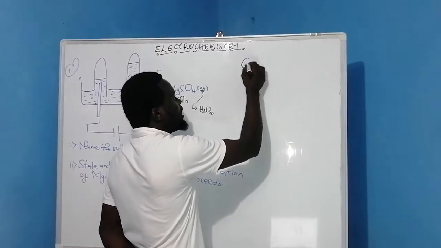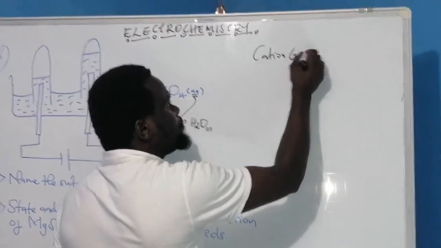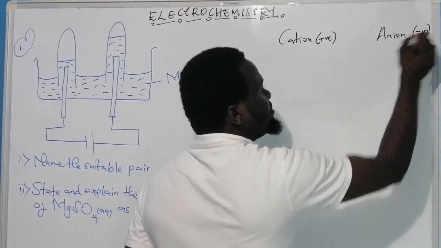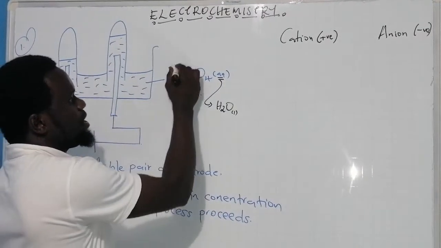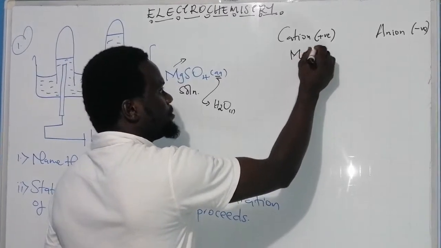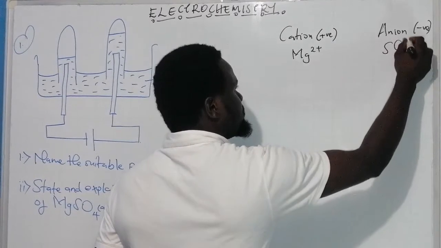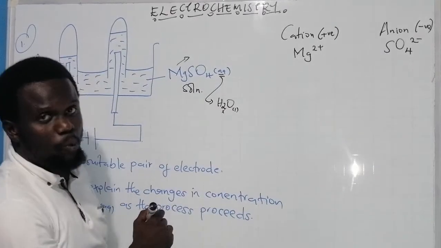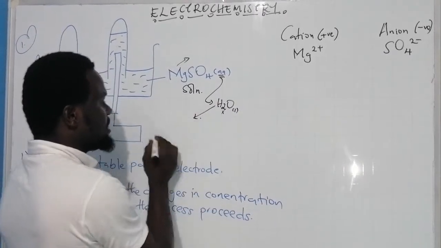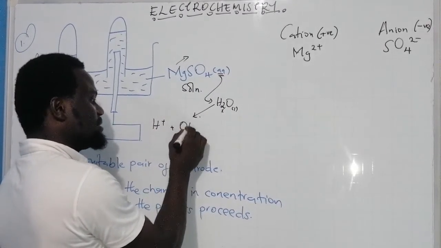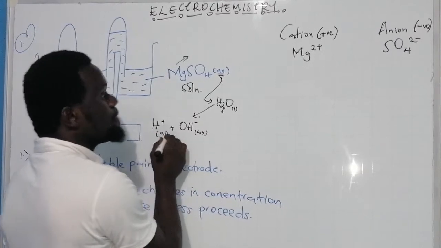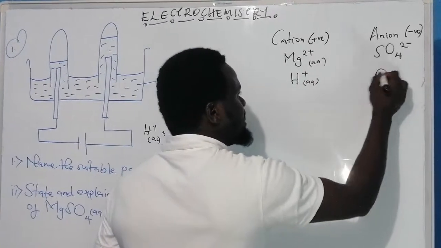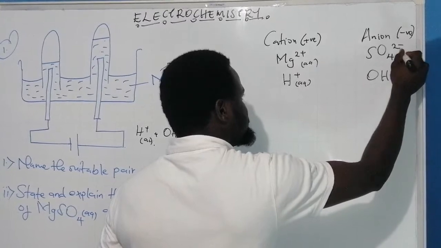So I have a cation, and cations are positively charged ions, and I also have an anion, and anions are negatively charged ions. So in this case, we have magnesium ion and sulfate ion from magnesium sulfate. But again, remember, we dissolved it in water, and water contains the following ions: hydrogen ion plus hydroxide ion. So we have hydrogen ion from water and hydroxide ion from the same water.